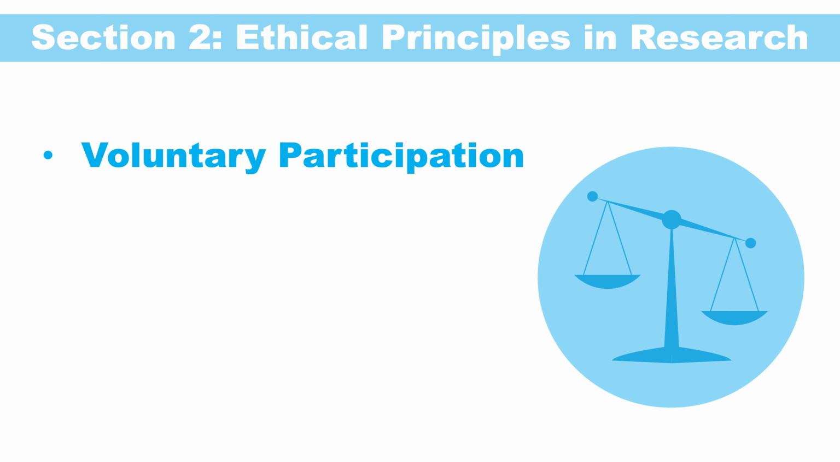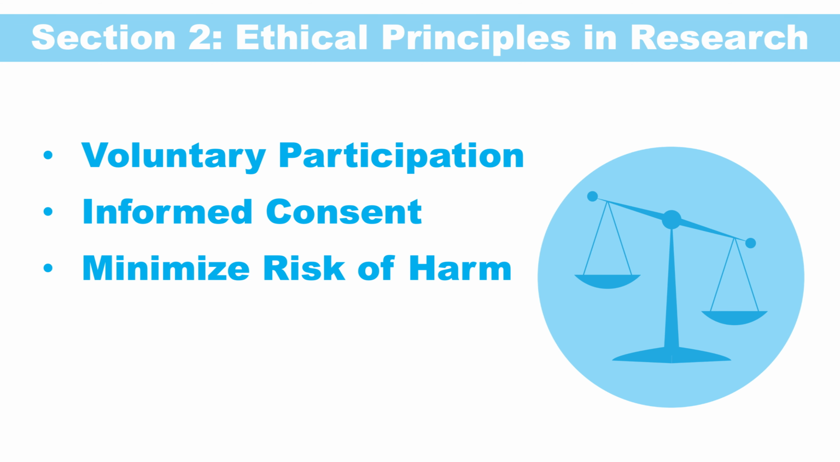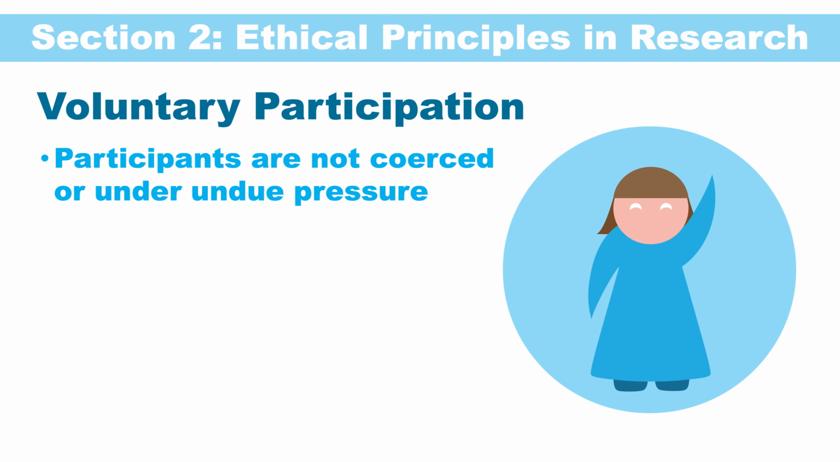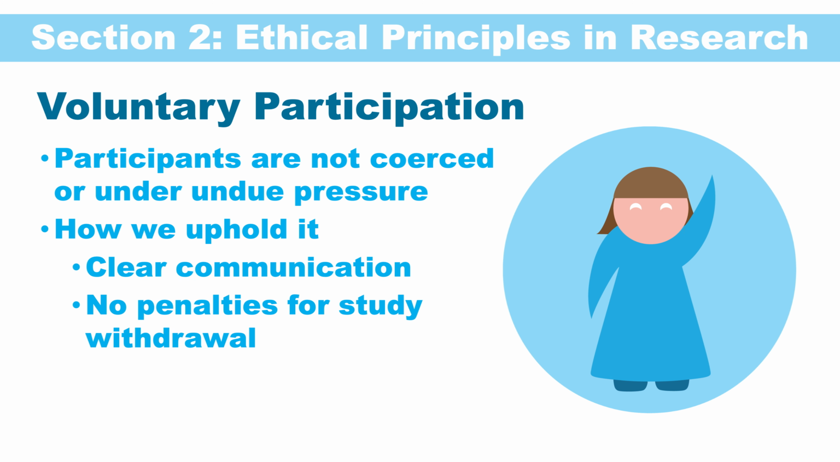We'll be discussing 5 different principles: voluntary participation, informed consent, minimizing risks of harm, confidentiality, and anonymity. The first principle is voluntary participation. People must freely choose to participate in research. We want to make sure that participants are not coerced or under undue pressure. We uphold this value by clear communication that participation is optional, and by ensuring that there are no penalties for choosing not to participate or withdrawing.